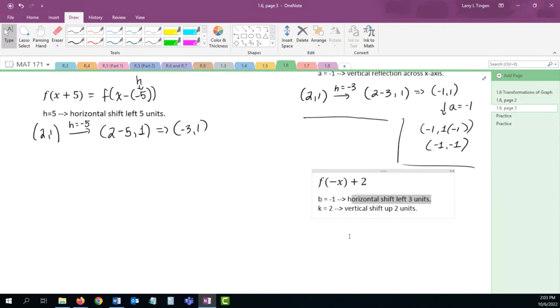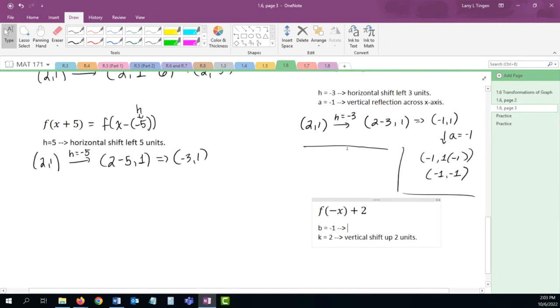But that -1 on the inside, when I multiply by a -1 on the inside, guess what I do? When I multiply by a -1 on the outside, that caused me to do a vertical reflection across the x-axis. Well, when I multiply the inside, it always impacts the horizontal. So I'm doing a horizontal reflection across the y-axis.